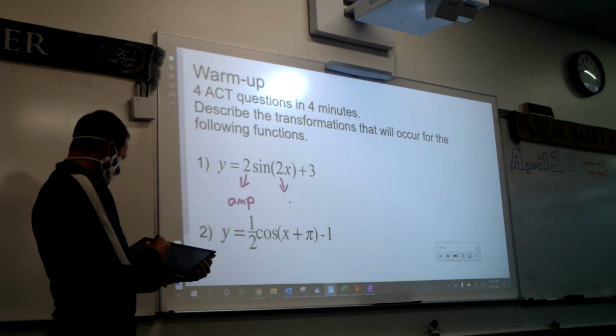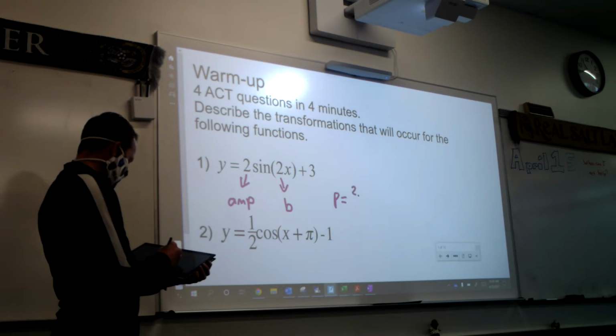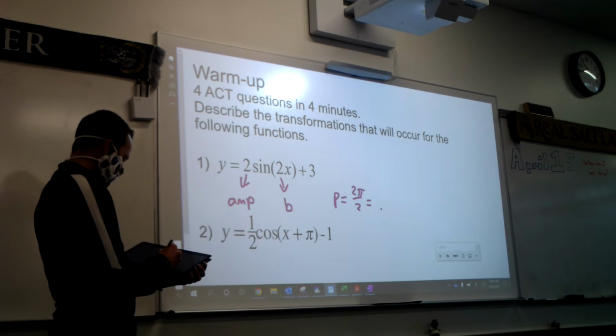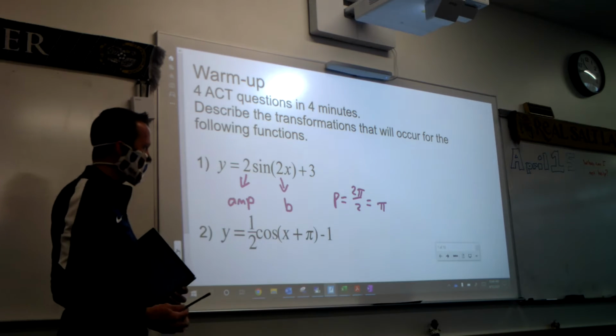So that's the b for the period. Awesome. So if period is 2 pi over b, which in this case is 2 pi over 2, that means our period is plain old pi. This means it's cycling twice as fast.